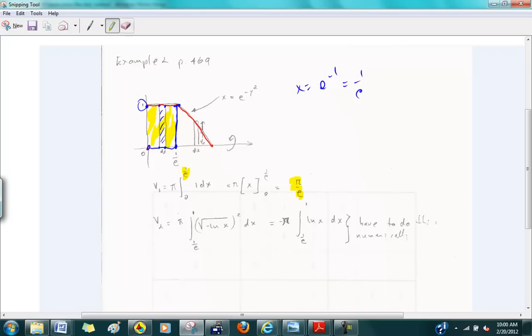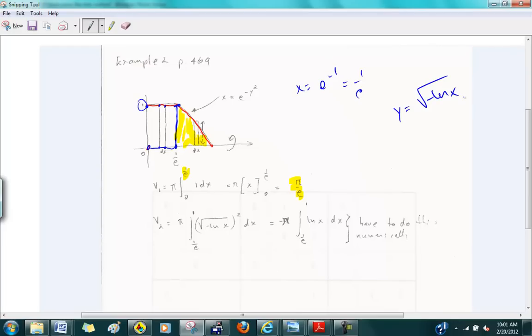Then there's another region that I need to do, and that is this region here, which is now between a curve. The curve is given by the equation x equals e to the minus y squared. If I take the inverse of that, just take ln's on both sides, then my curve actually becomes y equals square root of negative ln x.